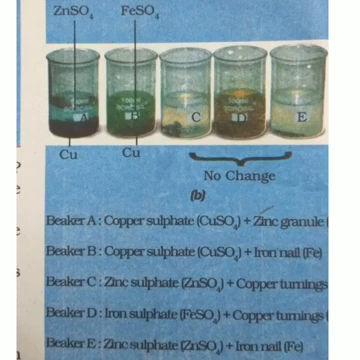In beaker A, add copper sulfate and zinc granules. In beaker B, add copper sulfate and iron nail. In beaker C, add zinc sulfate plus copper turnings. In beaker D, add iron sulfate plus copper turnings. And in beaker E, add zinc sulfate plus iron nail. Keep the beakers undisturbed for some time and then record your observations.